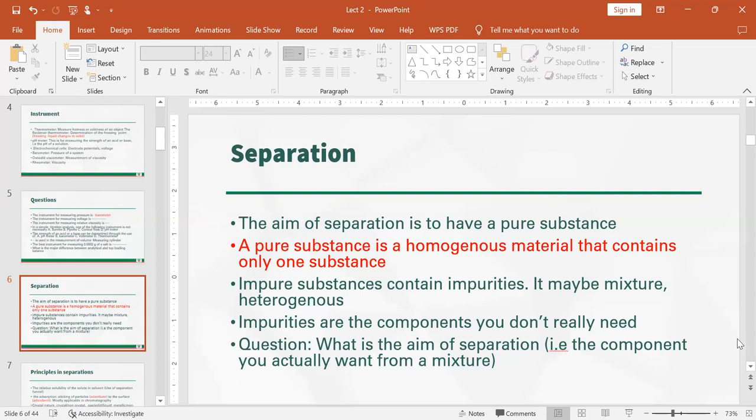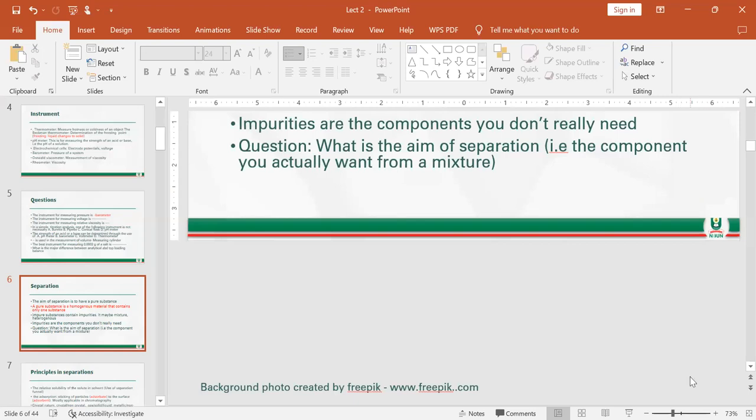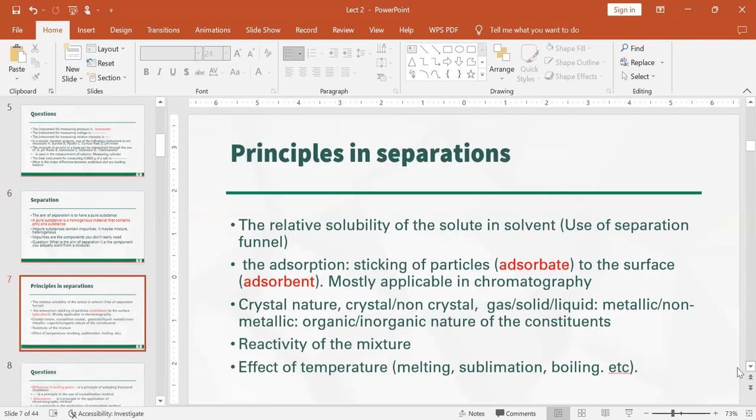What is the aim of separation? The aim is to remove impurity from a mixture. So that's the aim of separation. The principle in separation is the relative solubility of the solute in the solvent.